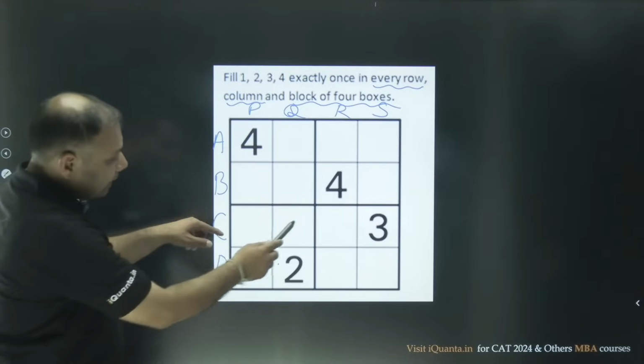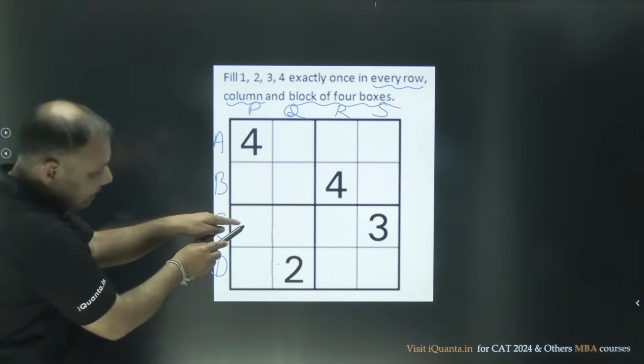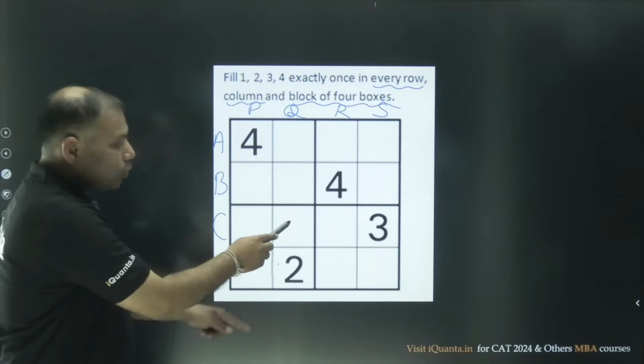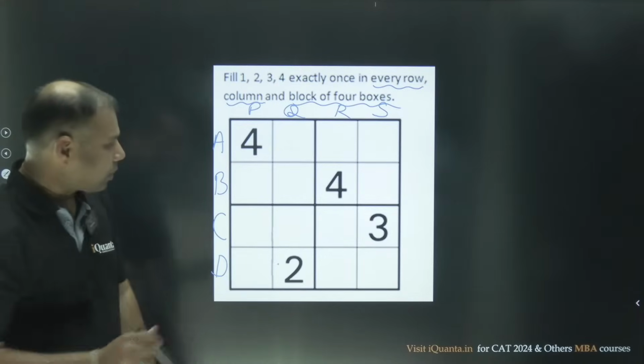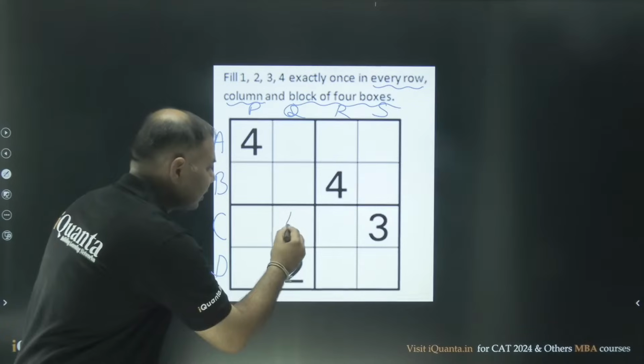So out of these three, 4 cannot come here, cannot come here, so this CQ must be certainly 4. That's correct. Good. So this CQ is certainly 4.